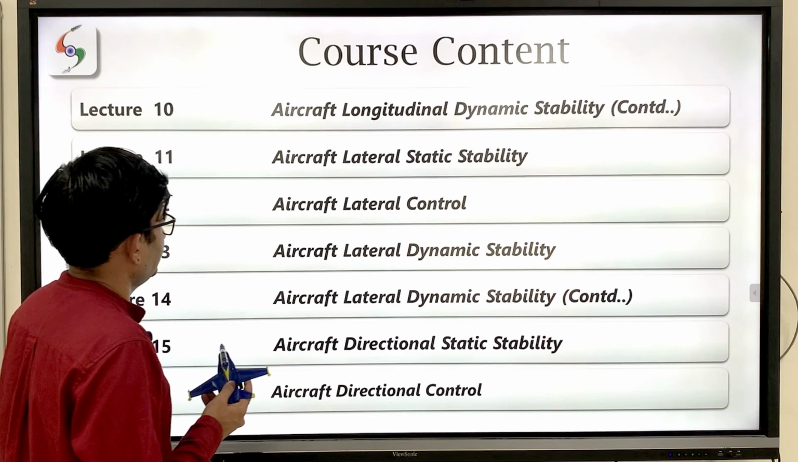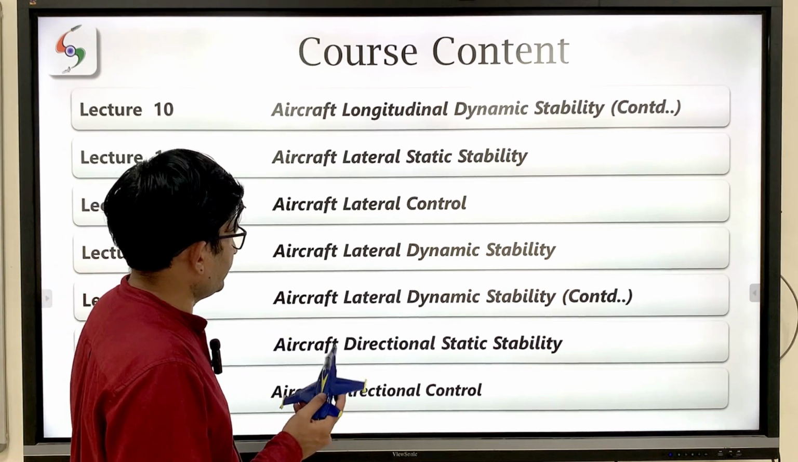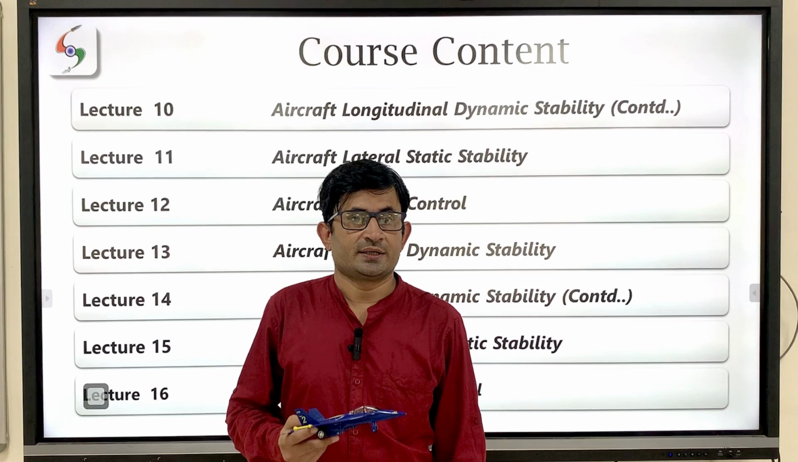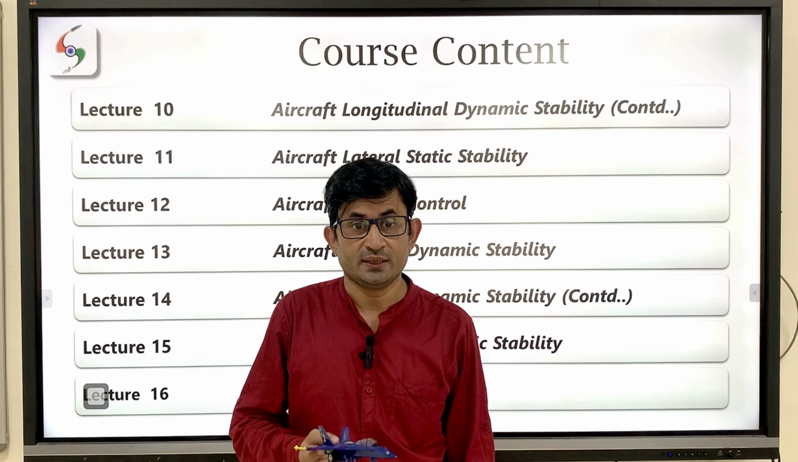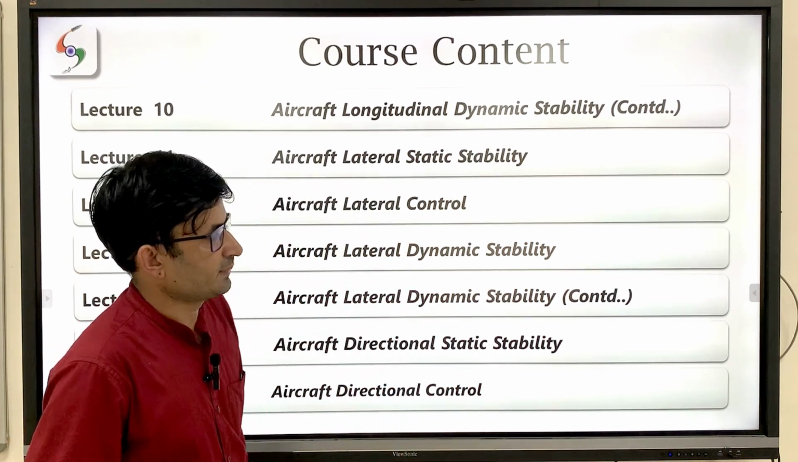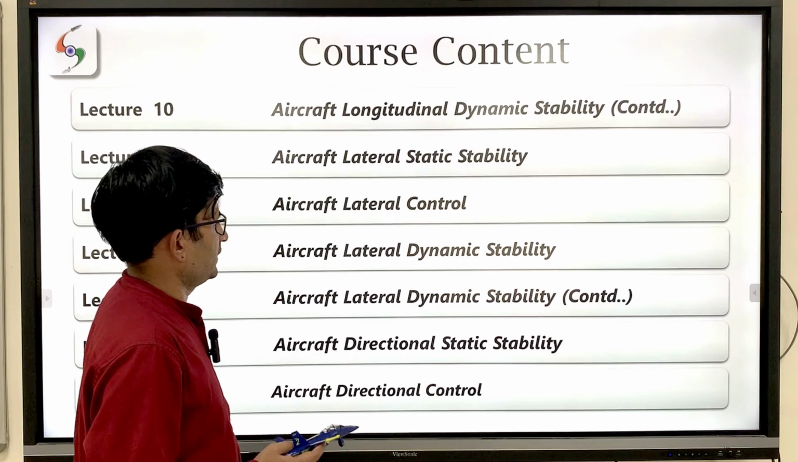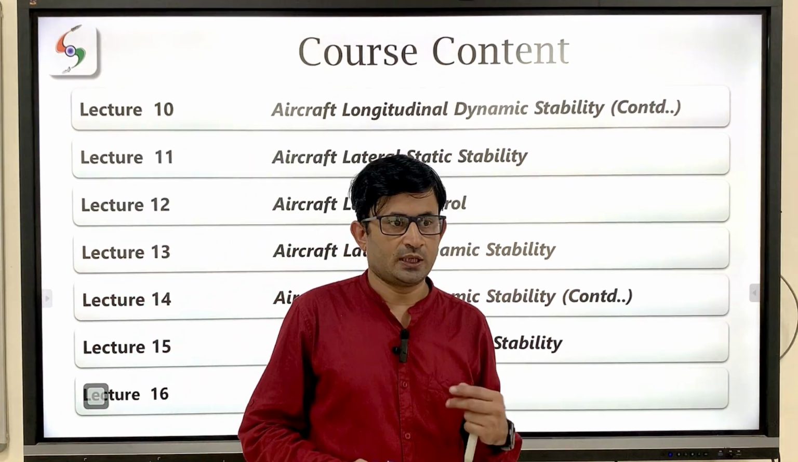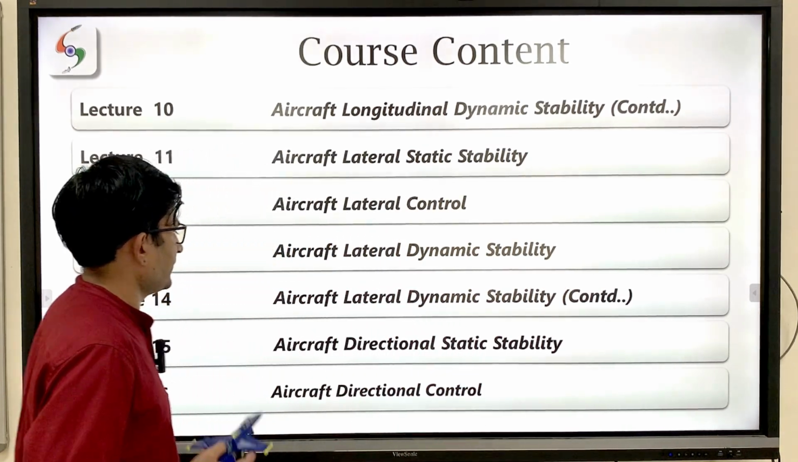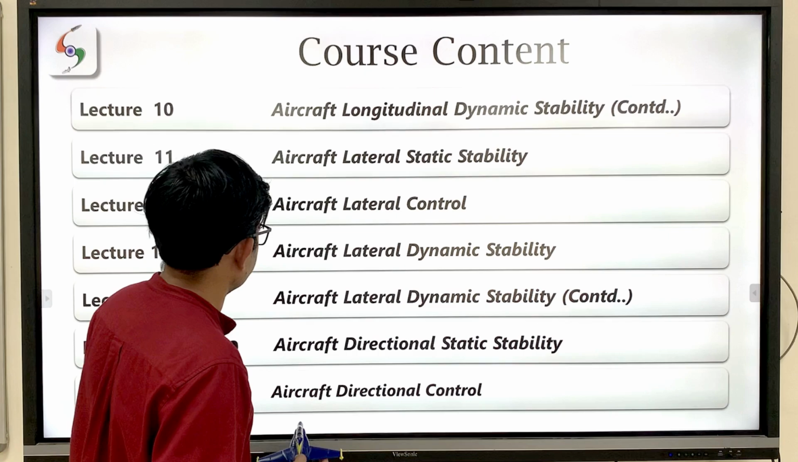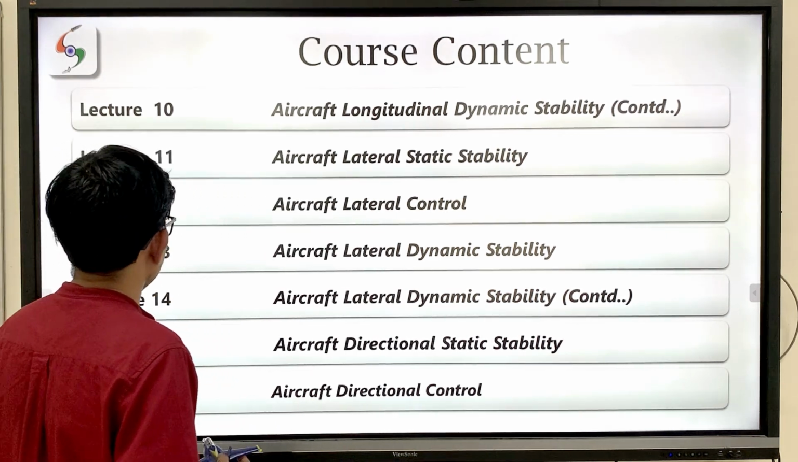In lecture 13, we will discuss the lateral dynamic stability. That means in the longitudinal case we have a Cmq, and here we will have a Clp, which is the damping derivative. The majority of the contribution comes from the wing. How will you analytically estimate this derivative? That we will discuss, and how it affects your lateral stability. That we will also discuss in lectures 13 and 14.